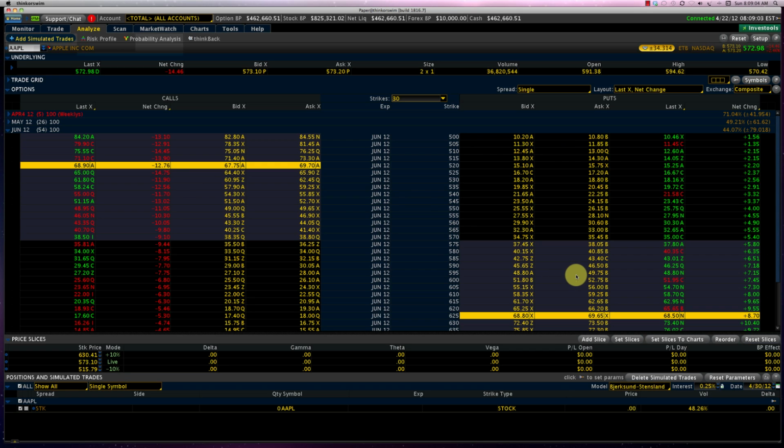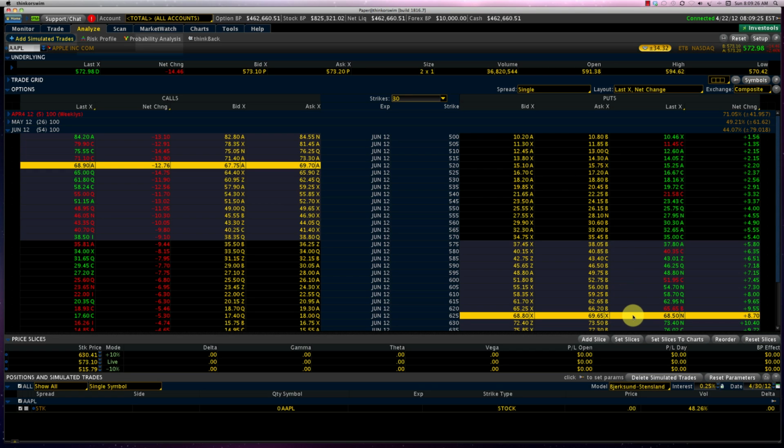That tells you that in the money options will always be shaded in gray. Of course, you can customize your platform for different colors and things like that. But here you can see that the gray represents in the money options, and then the black represents out of the money options.